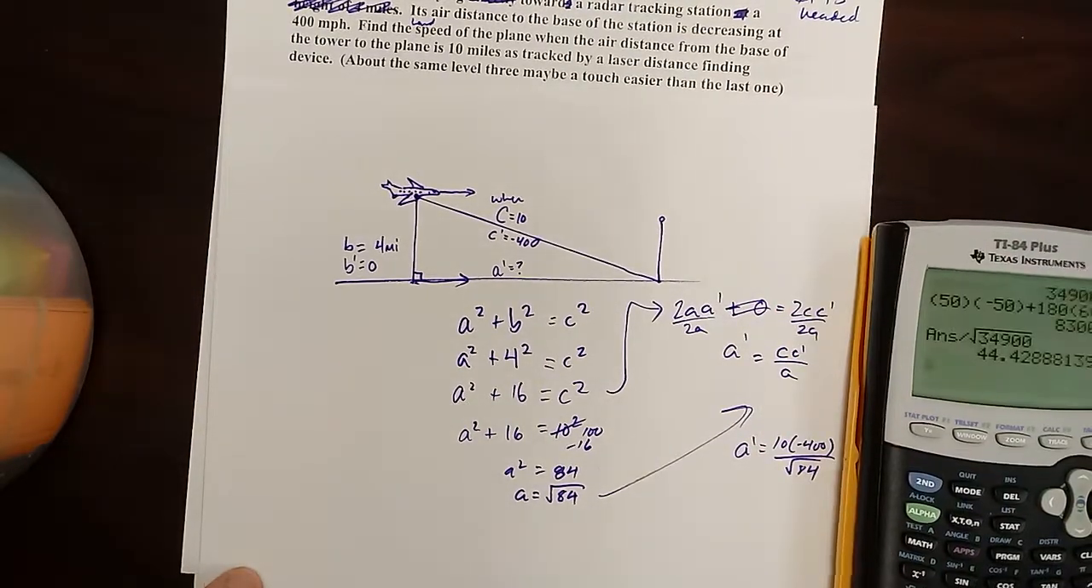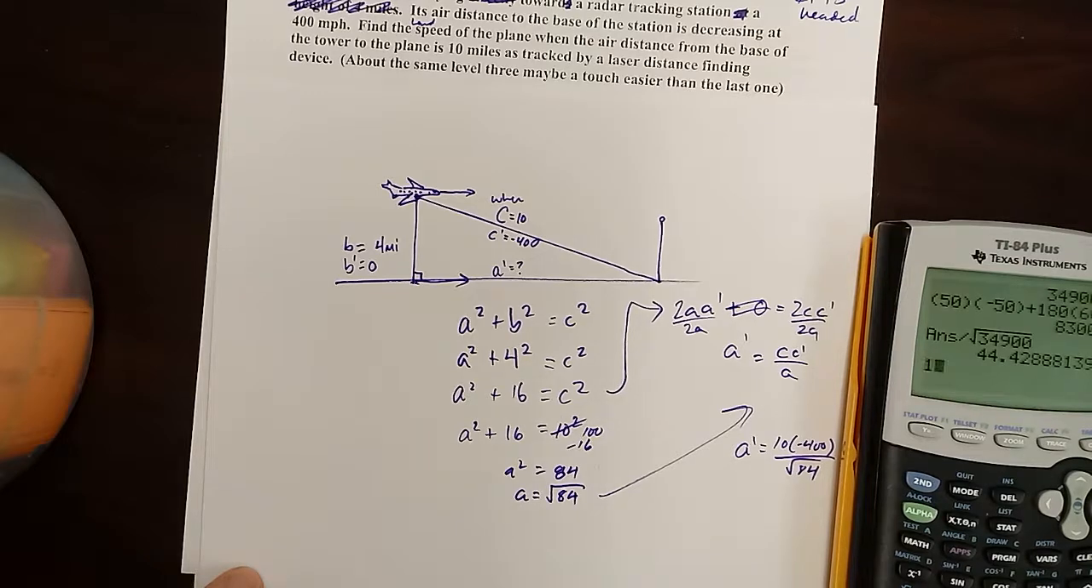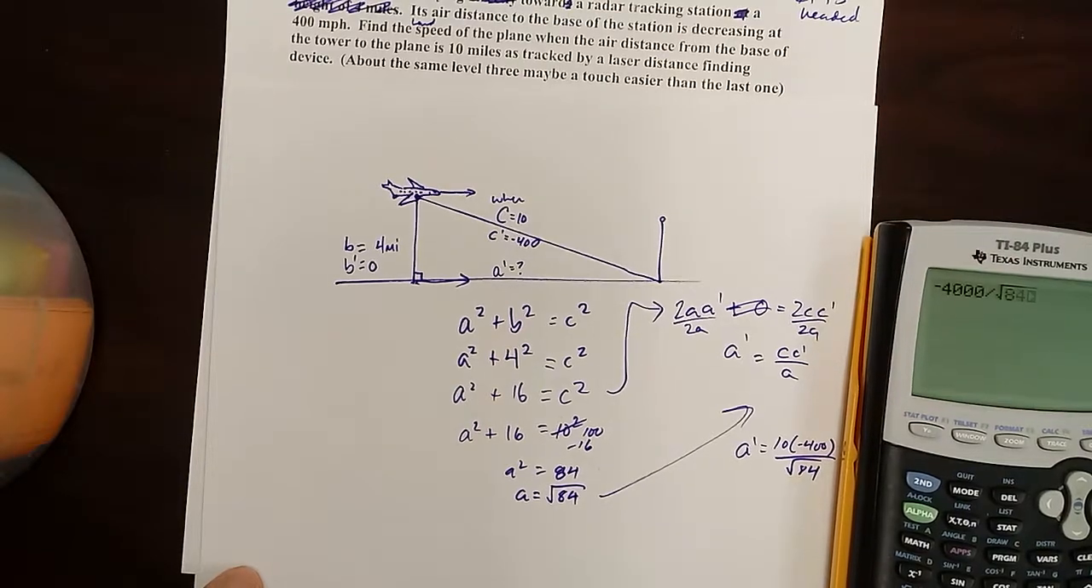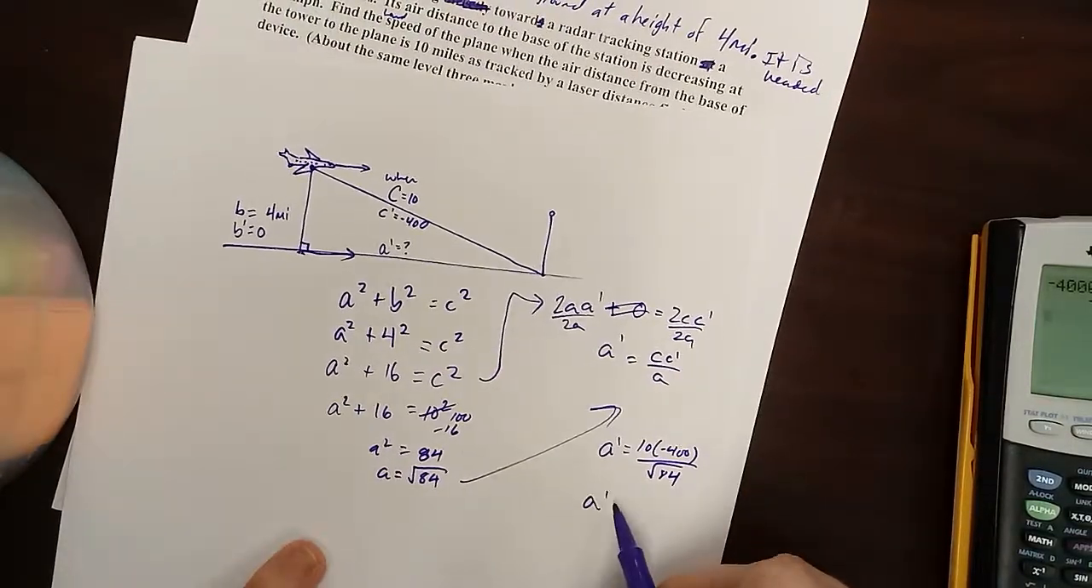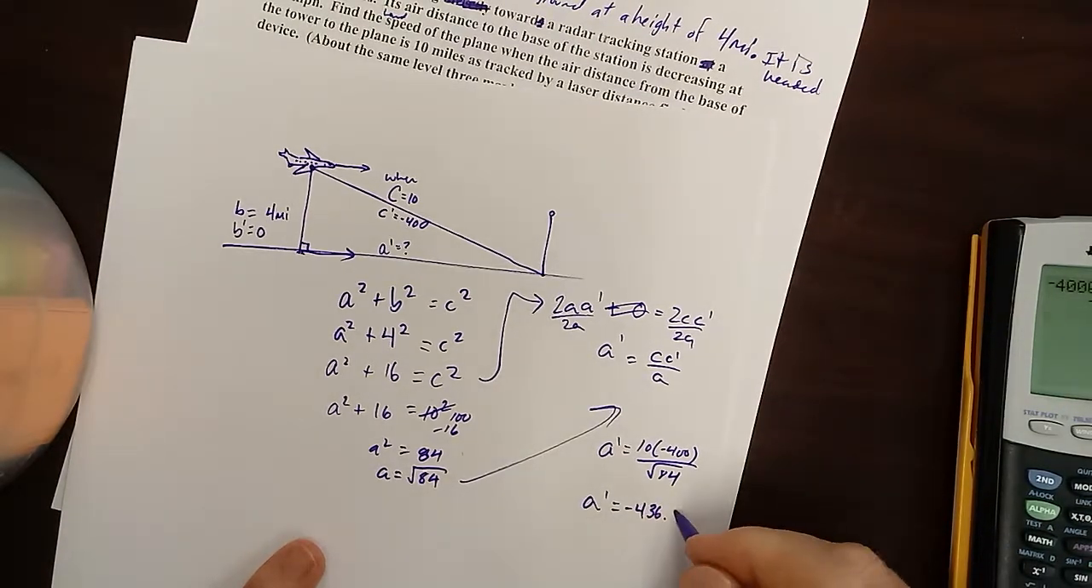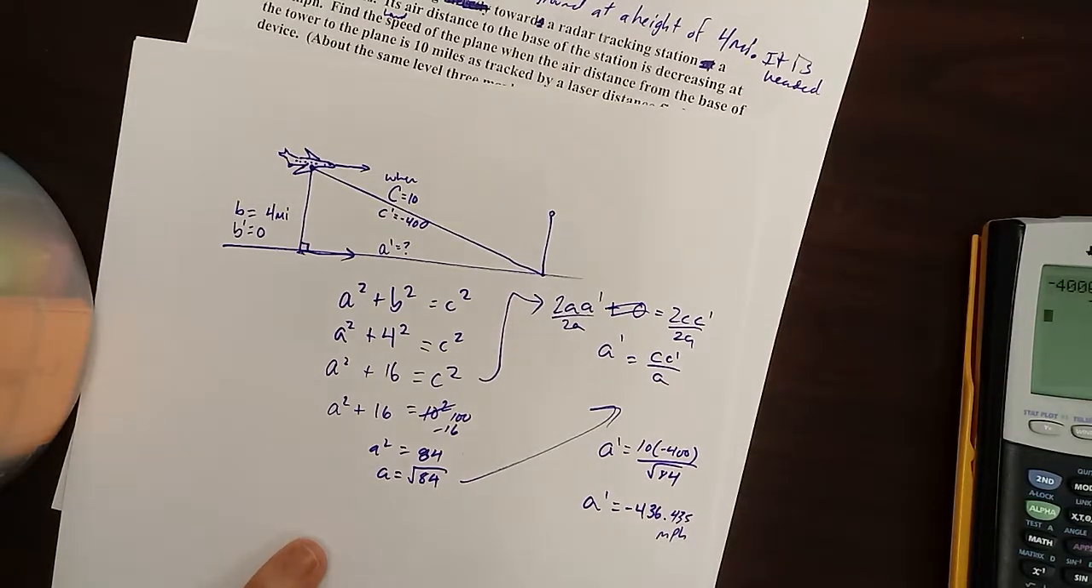And we'll get, again, I don't really care at this point because we've solved it. This is a formality. A prime is equal to negative 436.435 miles per hour. Okay.